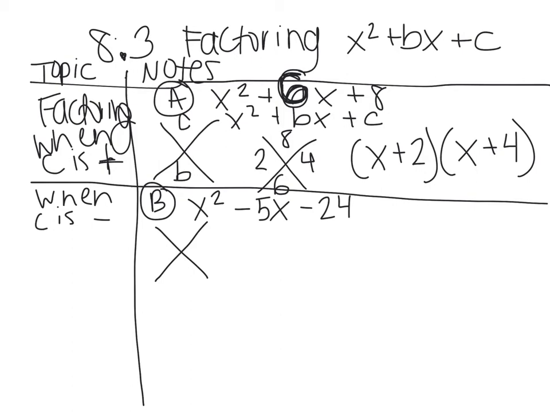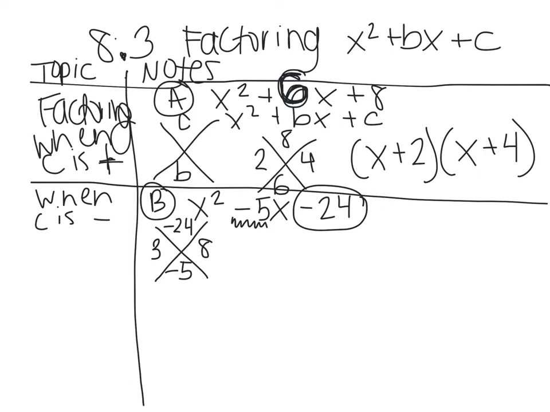So my C in this case is negative 24, so that'll go on top. And then my B is negative 5. So what two numbers get me negative 24? So 24, I know 12 times 2. Neither of that will get me to negative 5. Then I have 3 times 8. So we have 3 times 8 is 24.